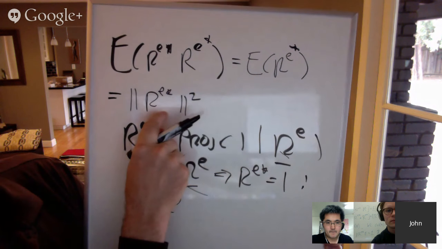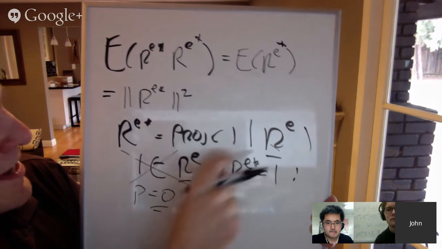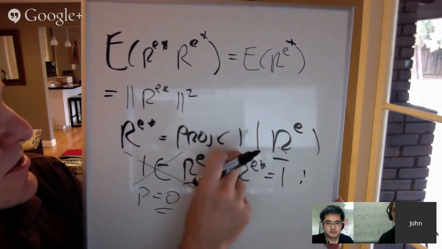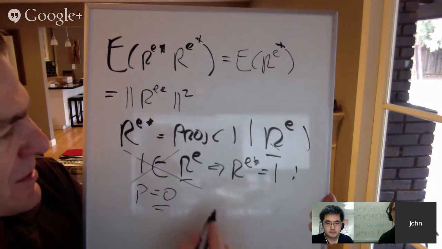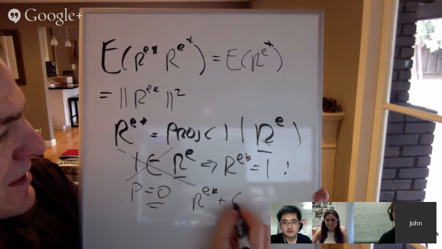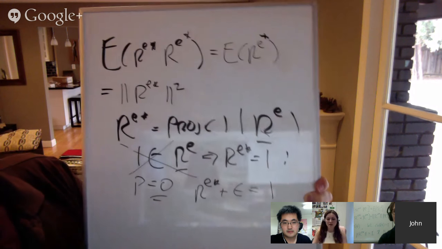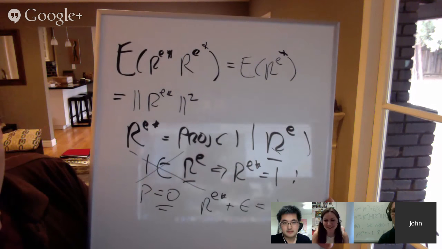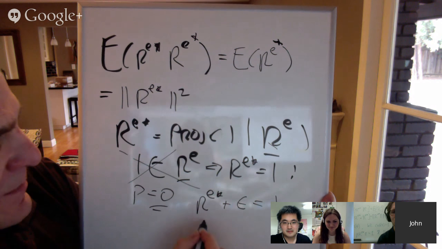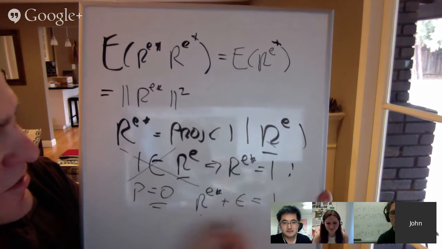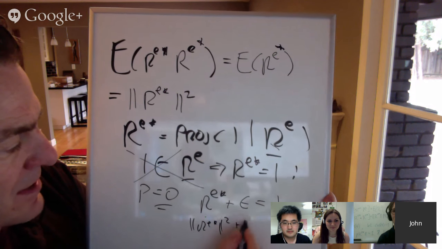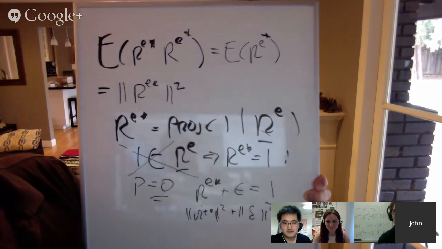The magnitude of RE star is not equal to 1. Correct. Typically the magnitude of RE star, oh, there is something nice here. The magnitude of RE star is always going to be less than 1, because it's always going to be true that RE star plus that error term equals 1. Good morning, Nina. The projection of 1 on RE star is one piece, and the residual is the other. Those are orthogonal to each other. So it's RE star squared plus epsilon squared equals 1.